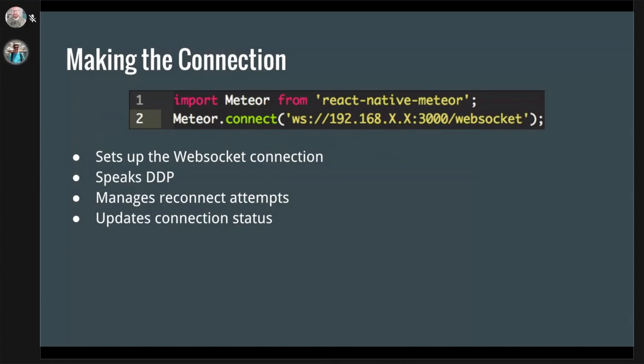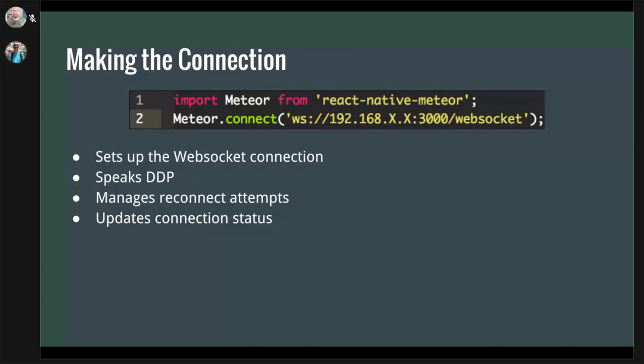And that's what that ws:// is. That's just the WebSocket protocol versus HTTP. And then we're putting in our IP address and our port number. And then with Meteor, we can connect to the WebSocket connection at /websocket. And this goes ahead and establishes our WebSocket connection.